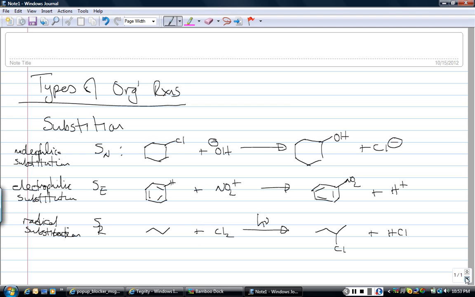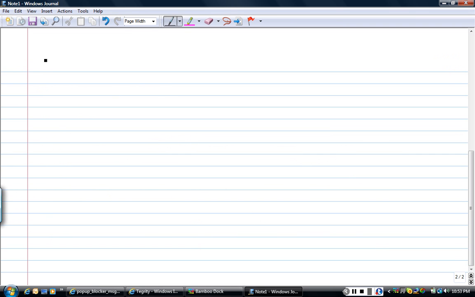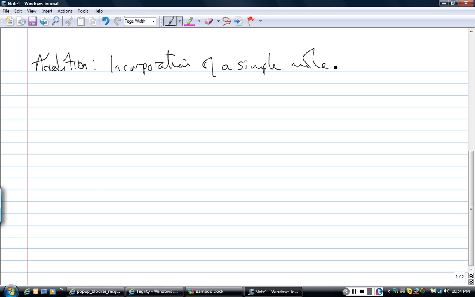We also started looking briefly at addition reactions. In addition reactions, there was incorporation of a simple molecule, or some people say the elements of a simple molecule, with simultaneous destruction or loss of a pi bond.